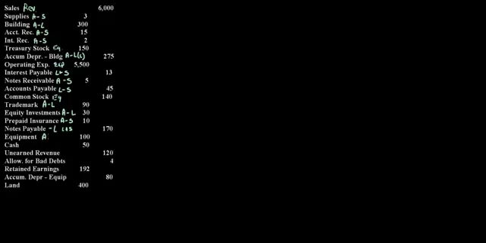Equipment, asset, long-term. Cash, asset, short-term. Unearned revenue, typically short-term, and the facts tell us that also. Allowance for bad debt, this is an asset, it's short-term, and it is also a contra. Retained earnings, it's an equity account. Accumulated depreciation, equipment, it's an asset, it is long-term, and it's a contra account. And land, it's an asset, and it's long-term. Okay? All right, so there's that data.